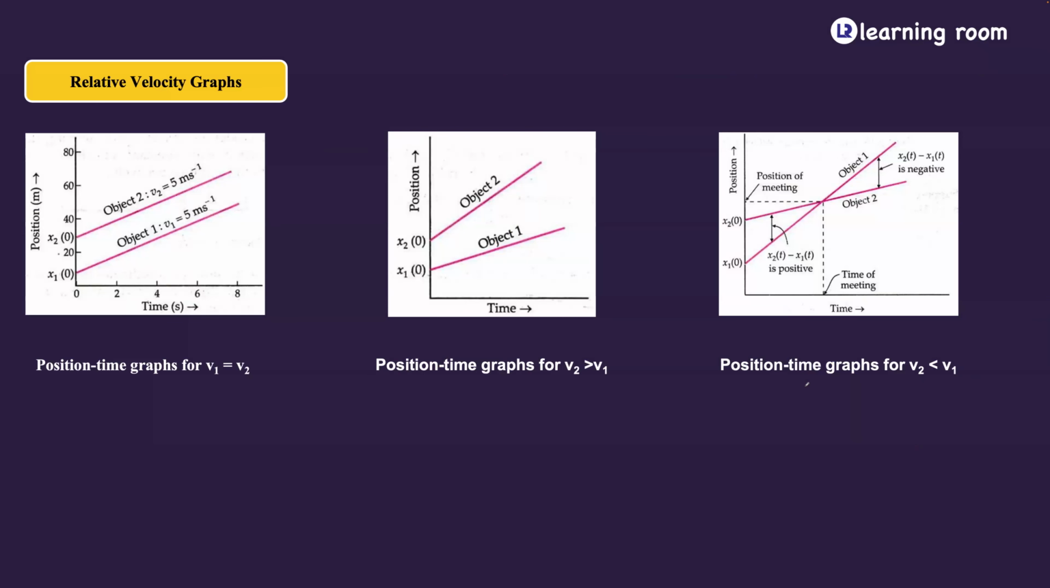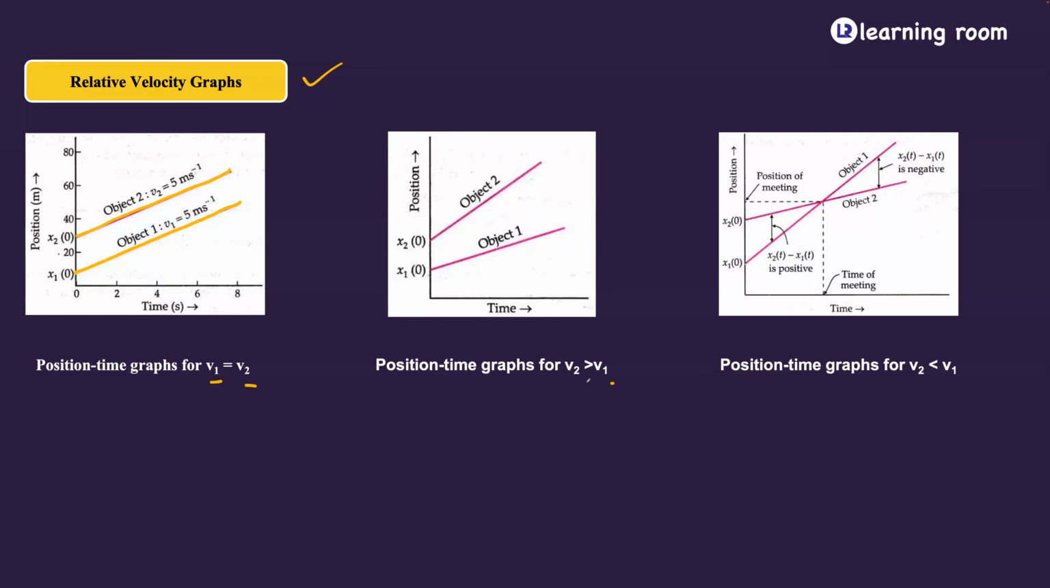So there are some graphs which you need to know with respect to relative velocity. If there are two objects where the velocities are exactly the same, and you try to draw the position time graph for it, the first line and the second line will be exactly parallel to each other, provided this is a situation where the object is not accelerating. The velocity of the first object is equal to the velocity of the second object, so both the lines will be parallel to each other.